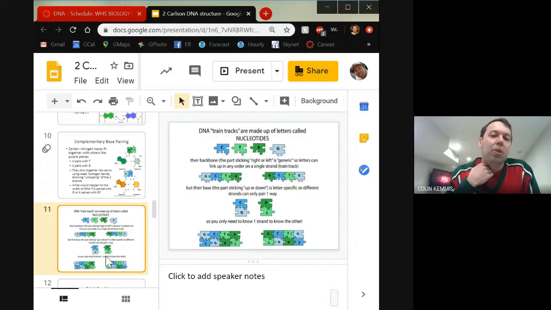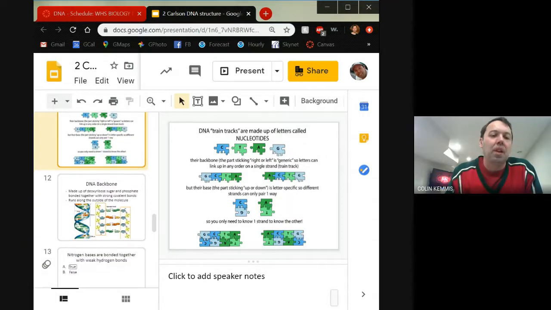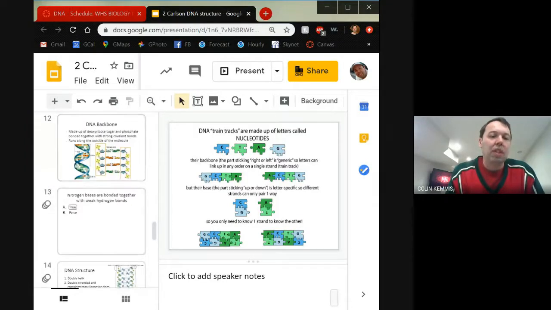Okay. So here's another idea. If you're having trouble with this, nucleotides are like the train tracks. They go together, and then the train tracks are going to pair together across. One track is always going to go with the other. They're going to be parallel like that. Nucleotides go down the center of the molecule. All right, well, let's put this all together.